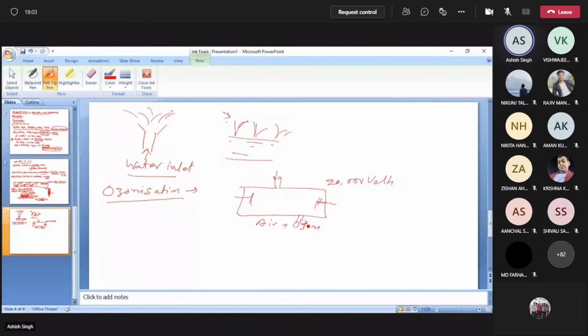So this ozone is bubbled in the storage tank where the water is stored. So there is bubbling of this ozone. How is this converted? This is O3, suppose ozonized water, and then after that it breaks into oxygen gas.